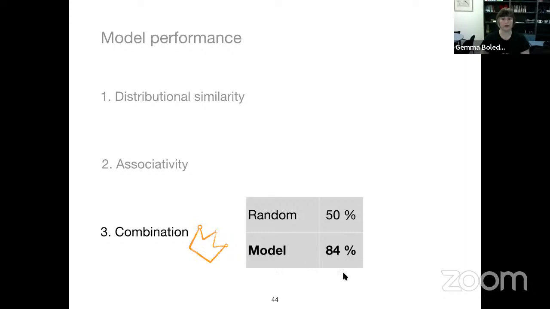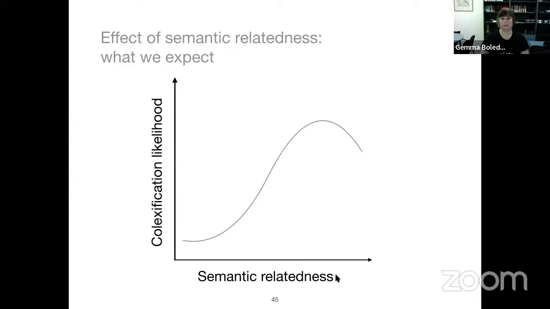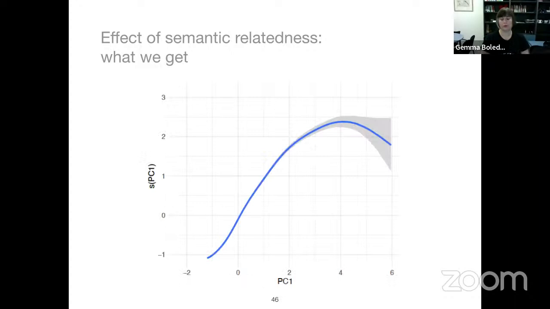To put it in perspective, random guessing, just making random colexification decisions by chance, would get it right 50% of the time. Okay, so we get a much better performance, 84%, which is also, you know, reasonably close to 100. So we are happy with our model. We think that it's a good enough model of colexification that we can use it to ask the question, how does semantic relatedness relate to colexification likelihood? And the effect that we expect, as a reminder, is this one. So this is the relationship that we expect the model to find. And this is what we get, which is very similar, very close to what we were expecting, right?